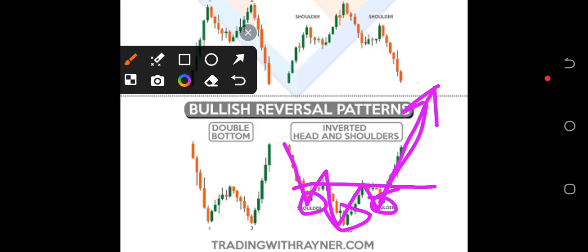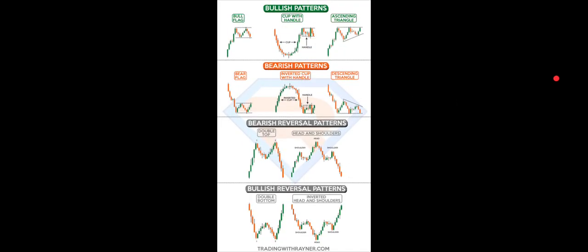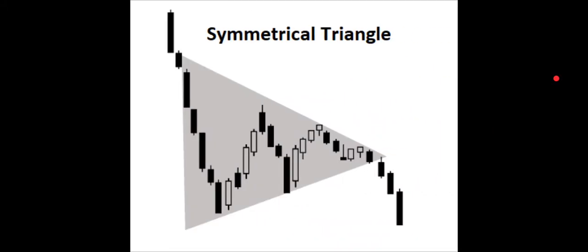The same thing with double top. If you turn it upside down, it becomes double bottom. This is the double bottom, first touch and second touch. This is our neckline. A breakout like this shows the market will go up. The same thing if it is a triple bottom or a triple top. If you turn it upside down, it becomes a triple bottom. So you can see how this market interchanges.